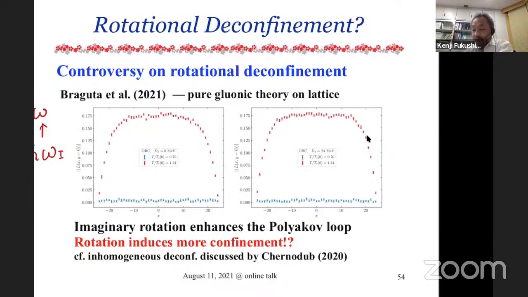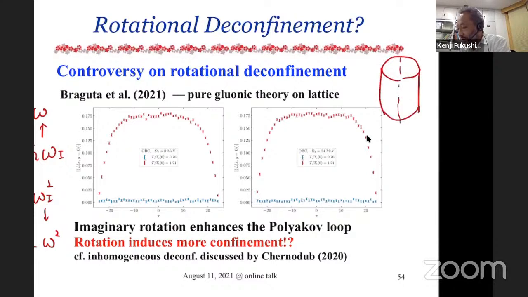And if you find, for example, the dependence on omega I squared, then this is just replaced by minus omega squared. Okay, so this is a trick. And in this way, they measure the Polyakov loop as a function of the radial distance in the rotating system. And this x is actually the radial distance from the center of the rotating matter, okay? Now x equals 0 is the center of the rotating matter.